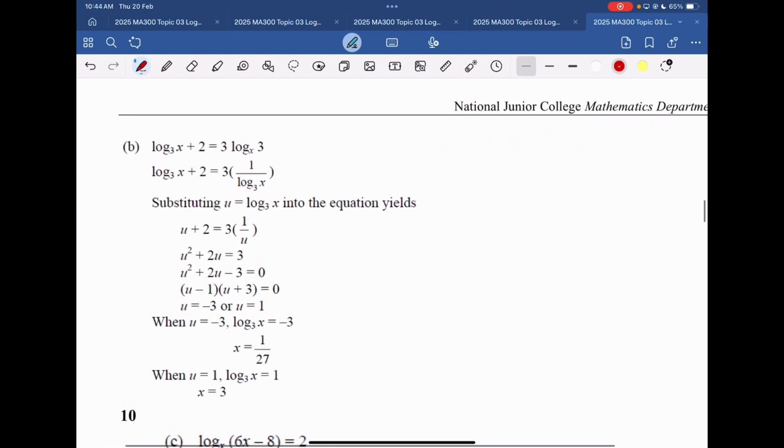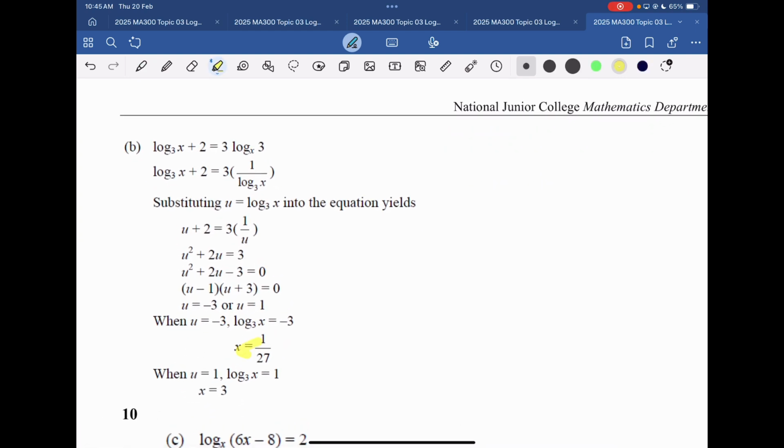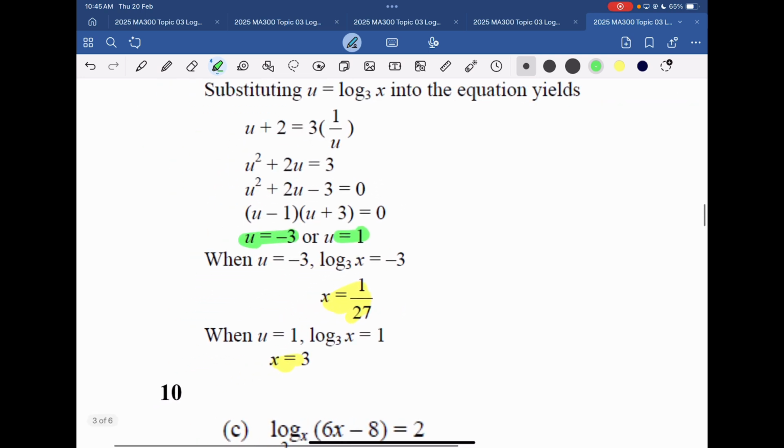For B, both answers are accepted. Now, when I was marking, some students stopped at -3 and 1. Remember, sub is sub. When you sub, it's like you ask Ronaldo to rest for a while. Ronaldo must still come back in the end. So remember to sub back: 1/27 and 3.